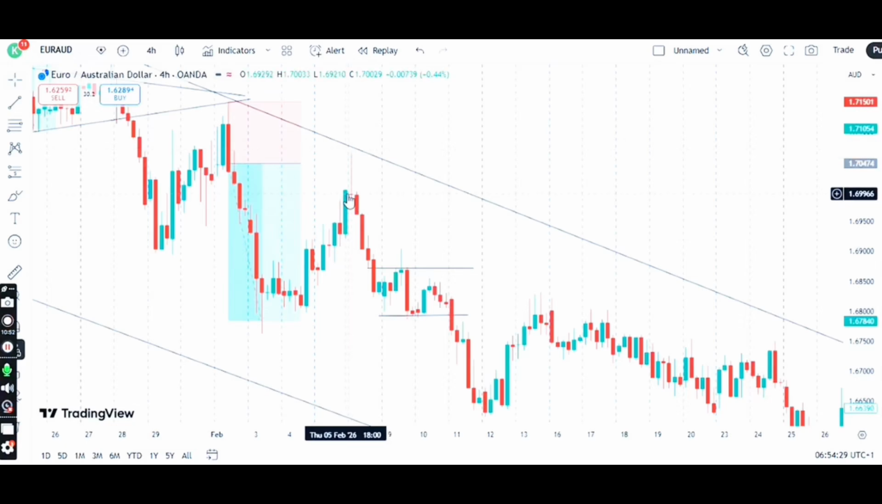So you see this doji candle that formed here. This is a strong rejection. This particular candle pattern here is a strong rejection from the market, telling you that the buyers are still not strong in the market, and that the market will continue going down.